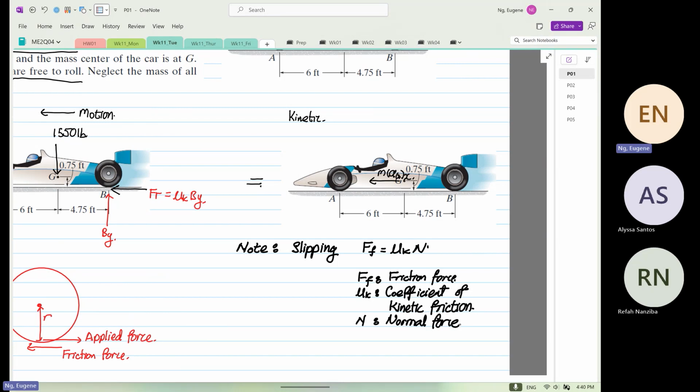Is my pen too thick or is this okay? This is okay, better than before.